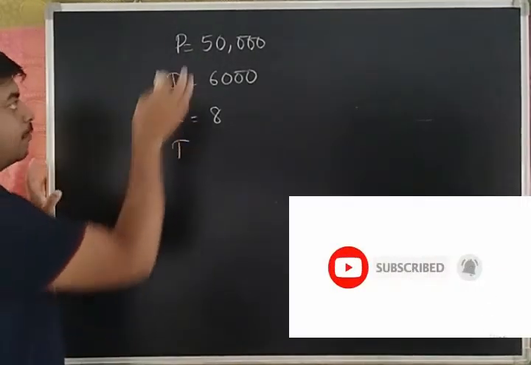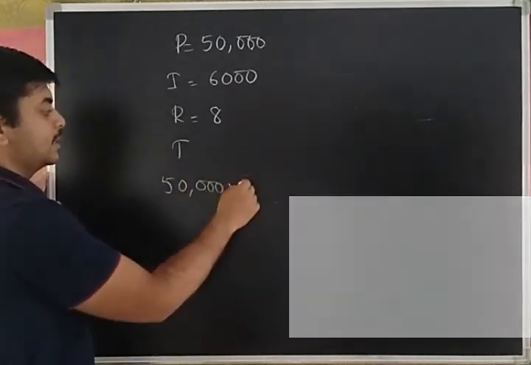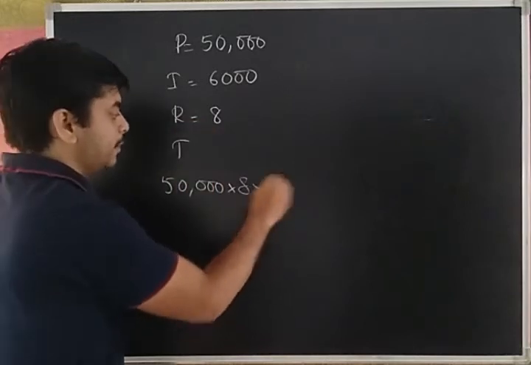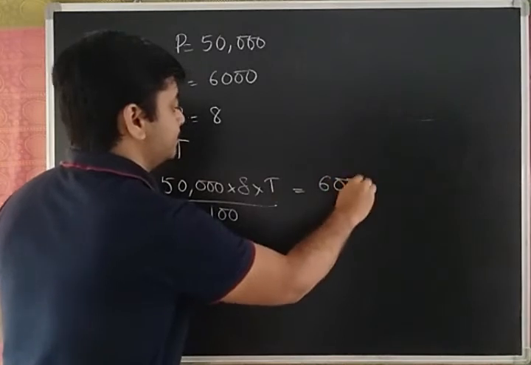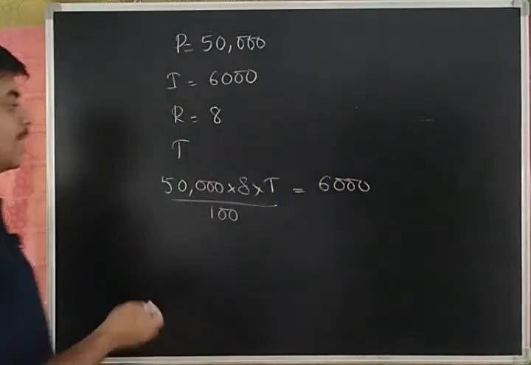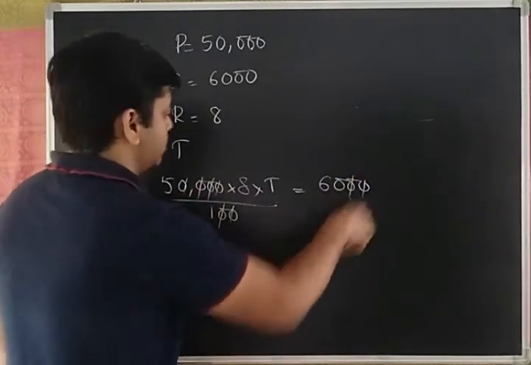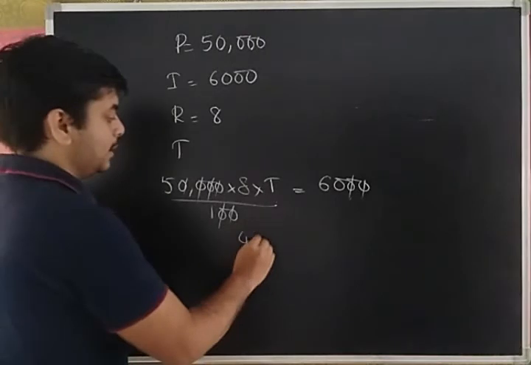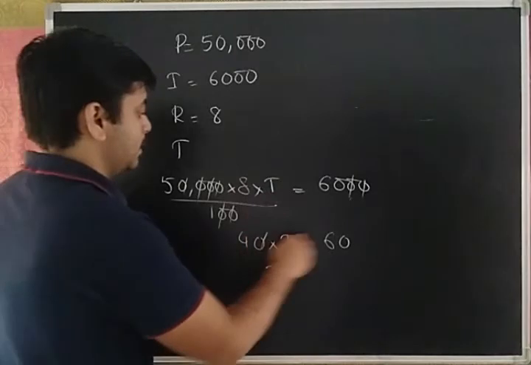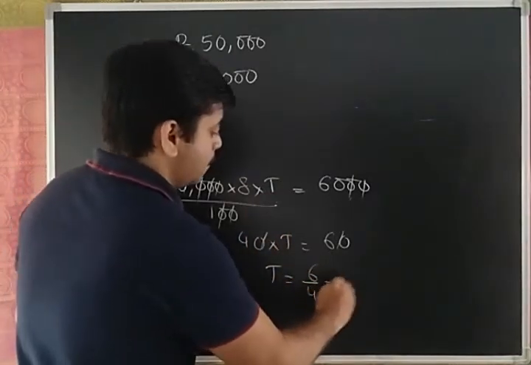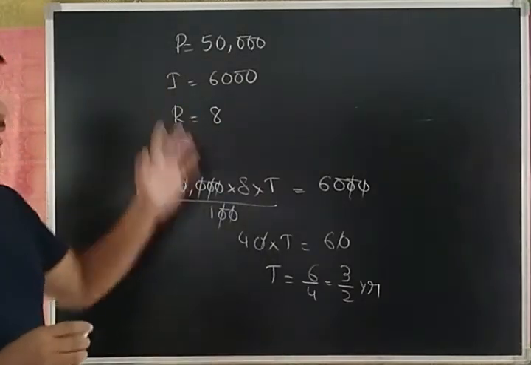So the same formula always. 50,000 principal into rate of interest 8 into T, the time we need to find, by 100. This amount should be equal to 6,000. So cancel whatever you can. These two zeros with these two zeros. So you have 8 fives, 40 into T is equal to 60. So T is equal to 6 by 4, which is 3 by 2 years. That is 1.5 years. After 1.5 years, you will get an interest of 6,000.